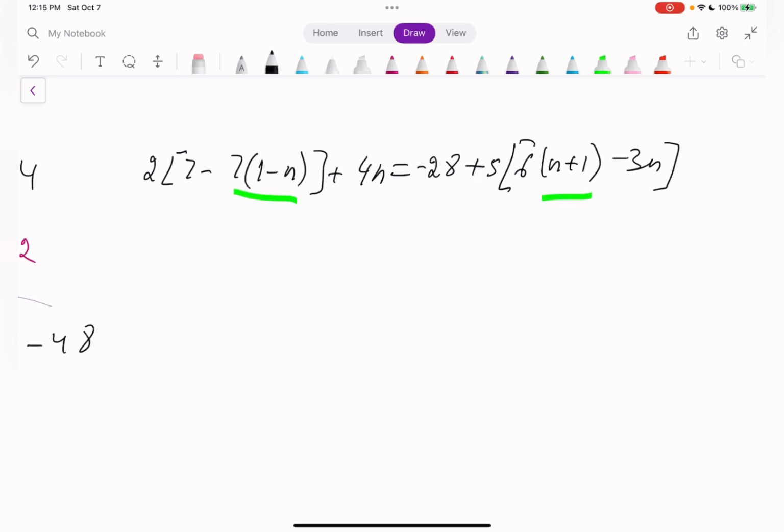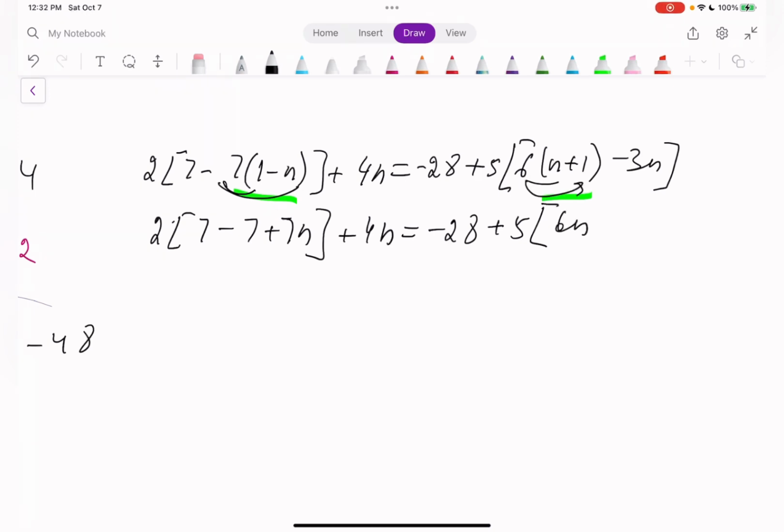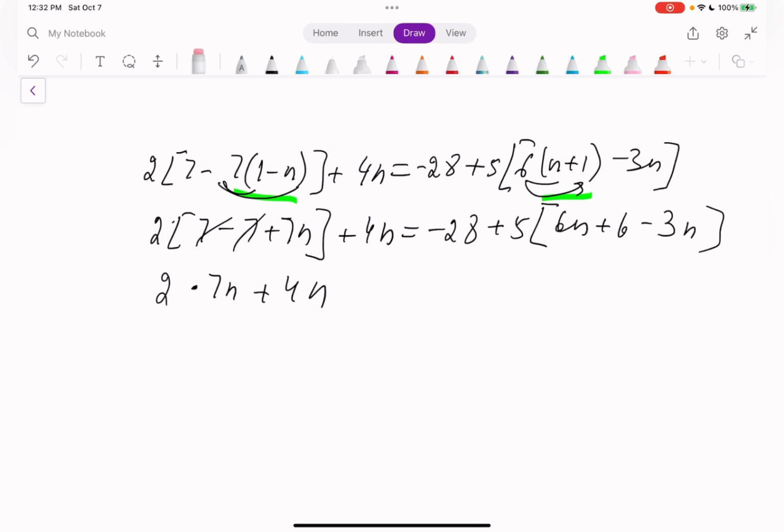Okay, so twice 7, negative 7 times 1, negative 7, negative 7 times negative n is positive 7n. We are multiplying, right? Plus 4n is equal to negative 28, 5 times. Okay, 6 times n is 6n. 6 times 1 is 6 and minus 3n. Okay, now let's do some cleaning. 7 minus 7 is 0. So we don't need these square brackets anymore. It's going to be 2 times 7n plus 4n. Let me clean this here.